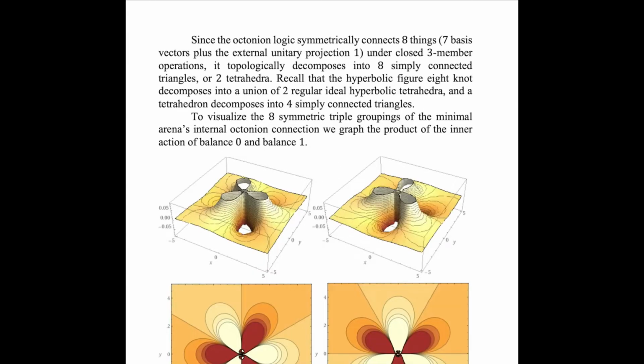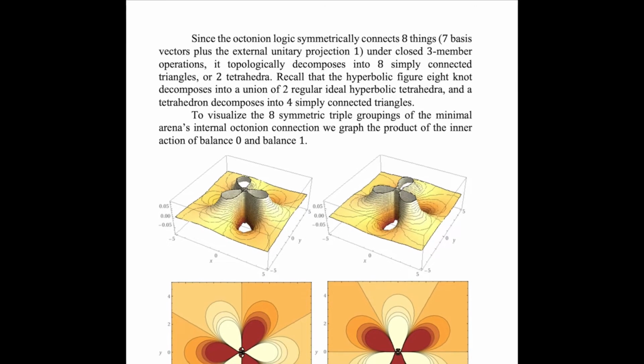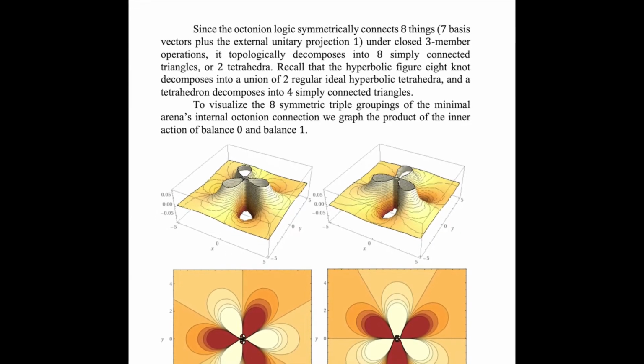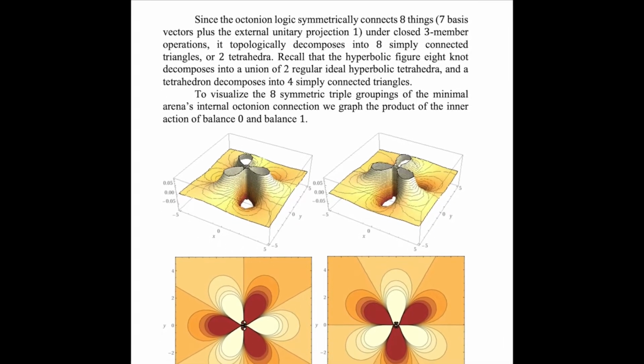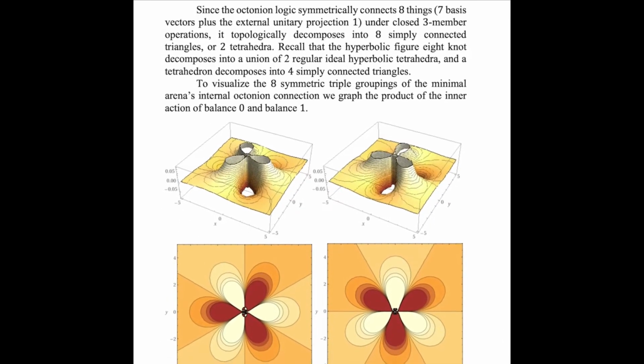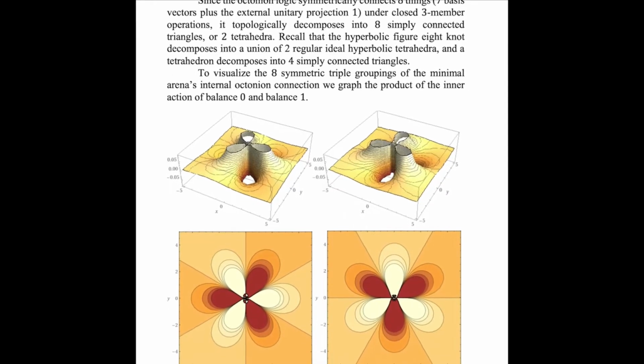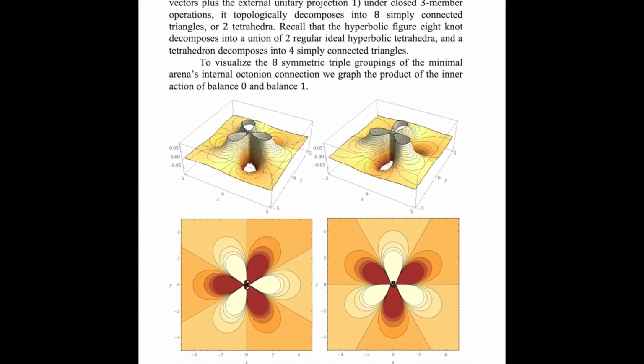Since the octonion logic symmetrically connects 8 things, 7 basis vectors plus the external unitary projection, or the 1, under closed 3-member operations, it topologically decomposes into 8 simply connected triangles, or 2 tetrahedra. Recall that the hyperbolic figure 8 knot decomposes into a union of 2 regular ideal hyperbolic tetrahedra, and a tetrahedron decomposes into 4 simply connected triangles.